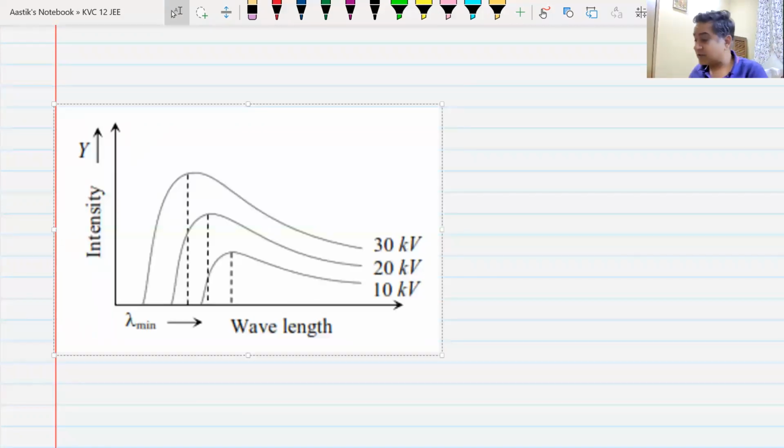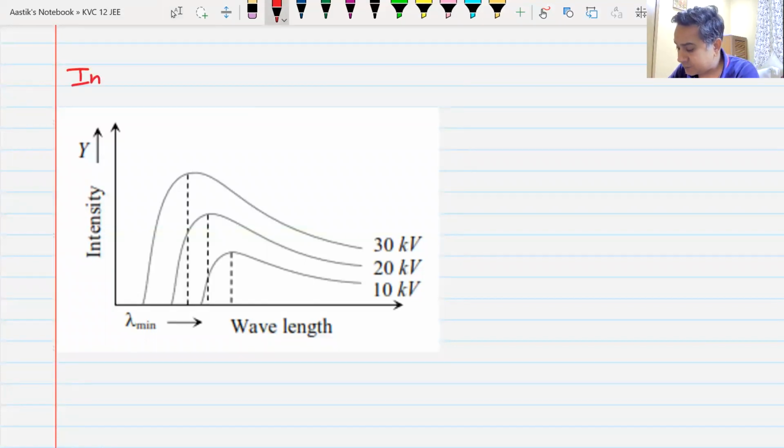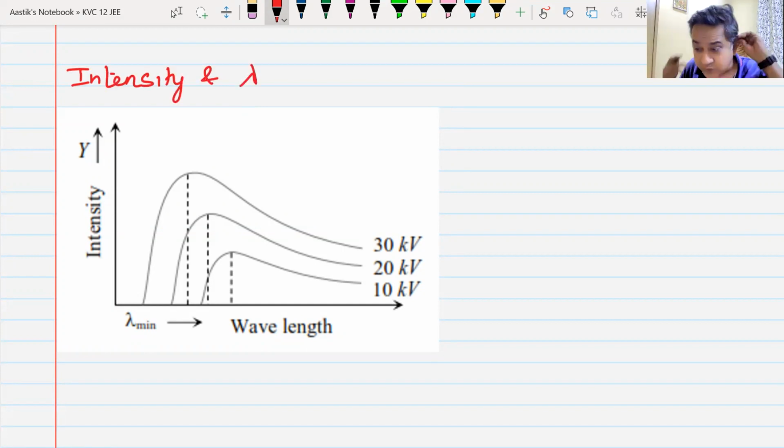That takes us to the last and the most important graph which has come. This is the graph between intensity of X-rays and lambda, the wavelength of X-rays. This graph will come in your JEE Main or Advanced, if any graph comes. You can see these 3 points I marked here. Minimum lambda: below this minimum lambda, there is no wavelength of X-ray emitted.